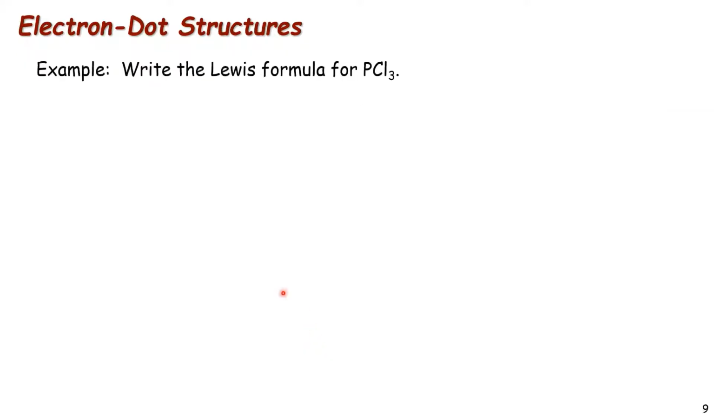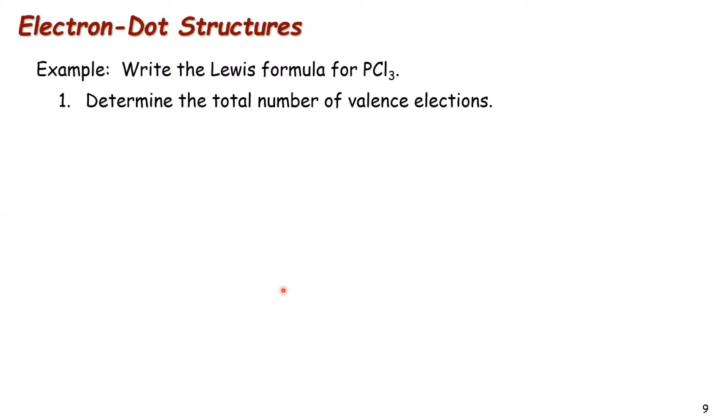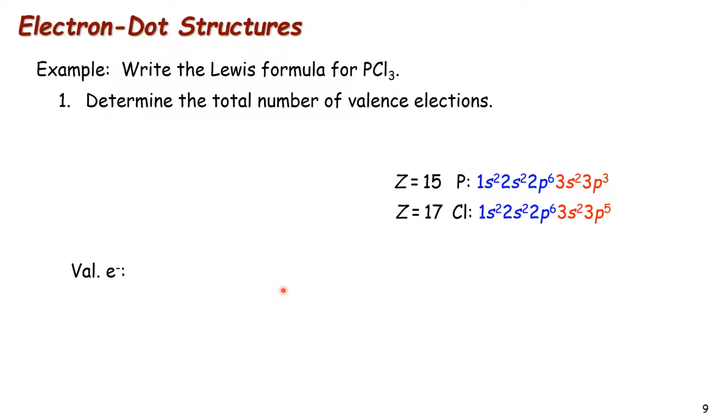Okay, so let's do a few examples. So let's draw the Lewis dot structure for phosphorus trichloride. So first thing we need to do is determine the number of valence electrons for each. Okay, so if we look at the electron configurations for phosphorus and chlorine, we can see that the outermost electrons are valence electrons. So there's the 3s and the 3p. So that's a total of 5 valence electrons. And for the chlorine, again, it has a 3s and 5p. So it's going to have a total of 7 electrons.